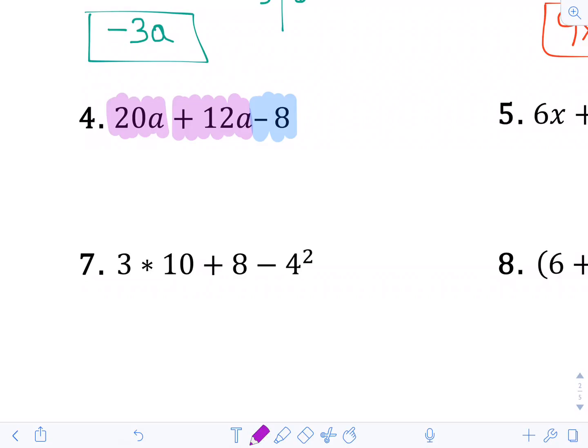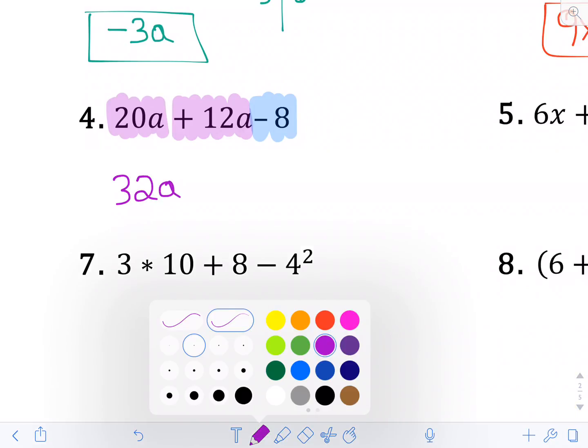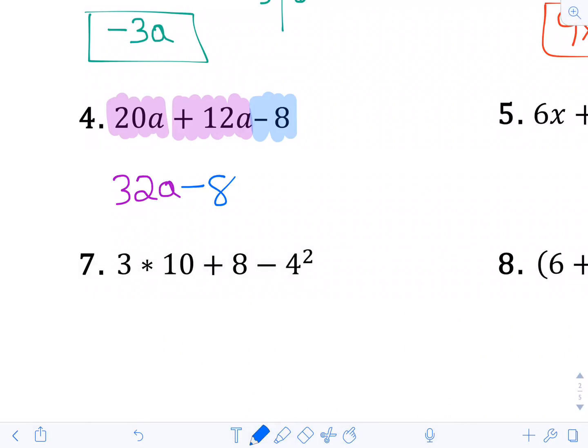So 20 and 12 will give me 32. Don't forget the a. And then I just have this minus 8 hanging out by itself that I'm going to bring on down. And again, you cannot combine the 32a minus 8 because that 32 has that variable a stuck with it.